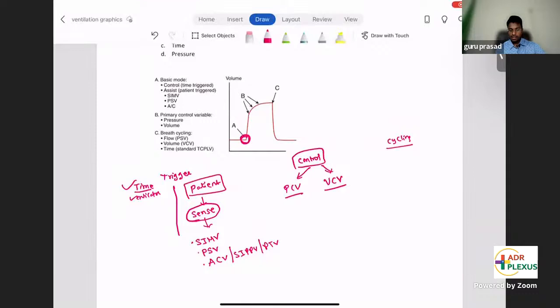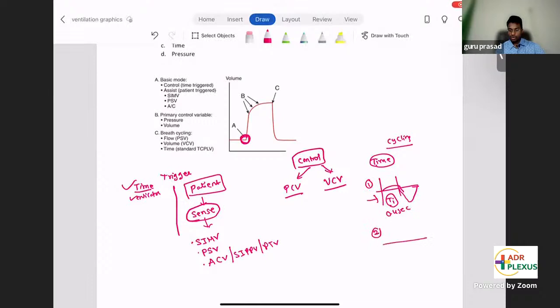You can keep it like time cycling. Time cycling means you will set a TI. TI means inspiratory time. You will set a time of 0.4 seconds. So after 0.4 seconds, automatically the ventilator will stop giving the inspiration breath and the expiration will start. So by time, you can decide whether the ventilator has to switch over from inspiration to expiration. This is one cycling method.